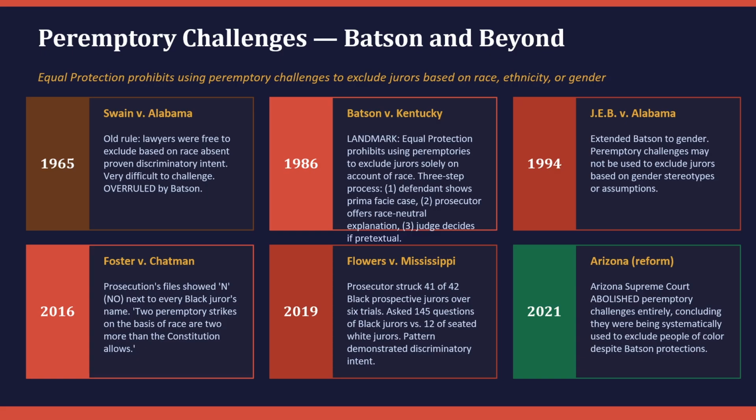Flowers v. Mississippi in 2019, involving the same defendant, tried 6 times by the same prosecutor, showed that 41 of 42 black prospective jurors were struck over the course of those trials, with 145 questions directed at black jurors versus 12 at seated white jurors. This documented pattern of systematic discrimination finally resulted in reversal. Arizona's Supreme Court went the furthest in 2021, abolishing peremptory challenges entirely on the grounds that Batson protections had proven insufficient to stop their discriminatory use.